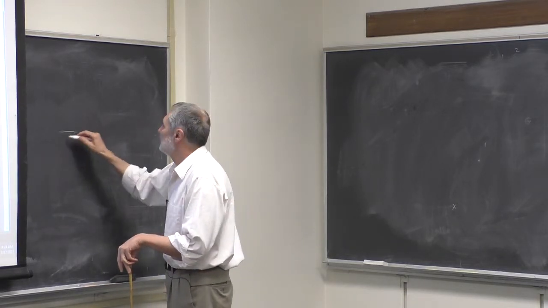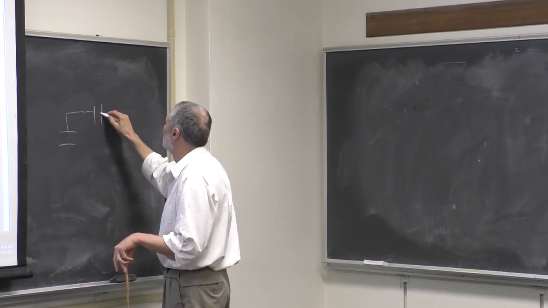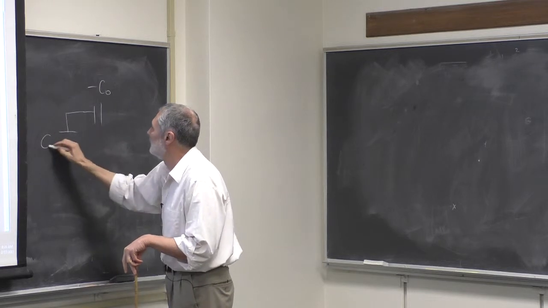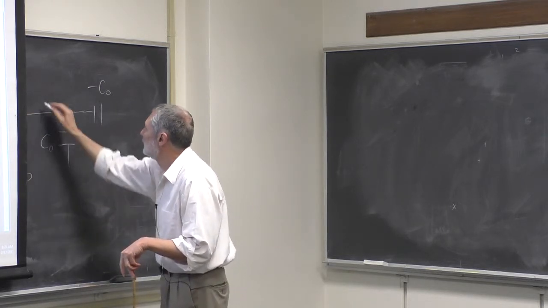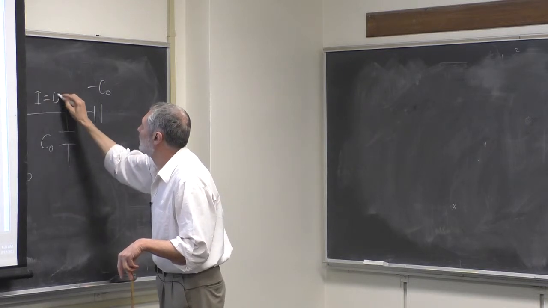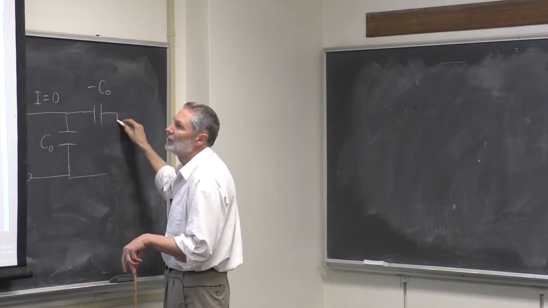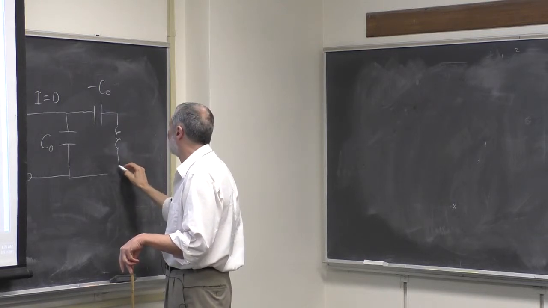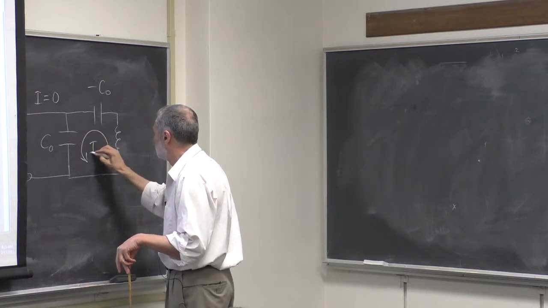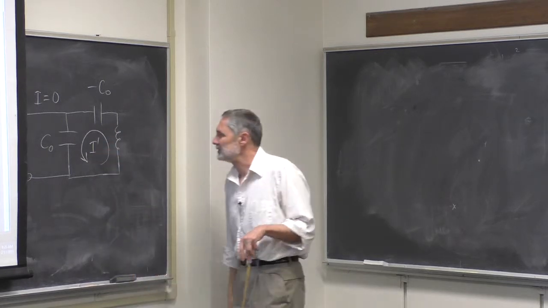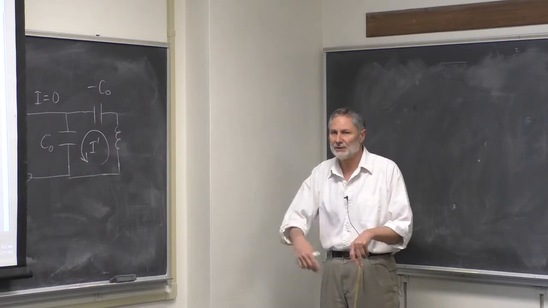So what we want to do here, we want to recognize we've got this minus C0 and C0 here. I is equal to 0. So we call this I prime, and we assign the positive direction counterclockwise. That's the simplest way to do it, as we've discussed earlier in the course.